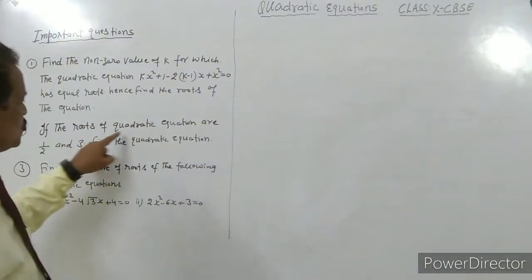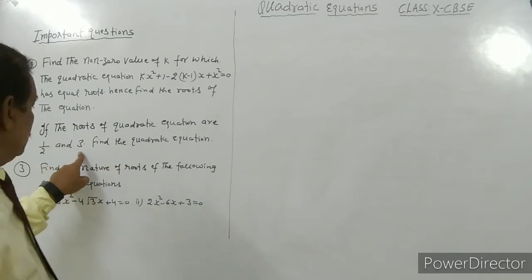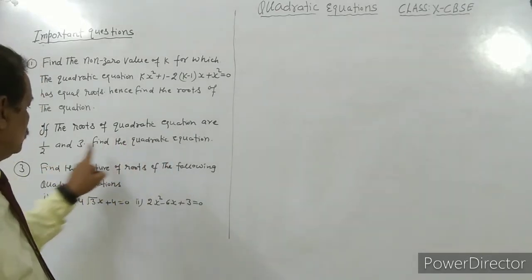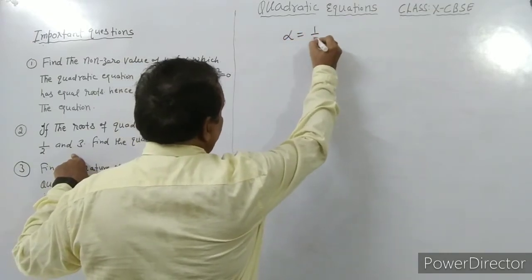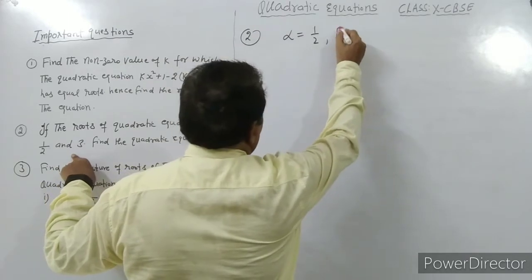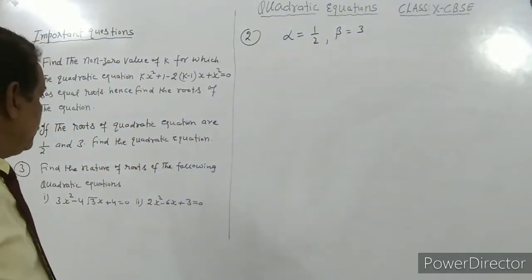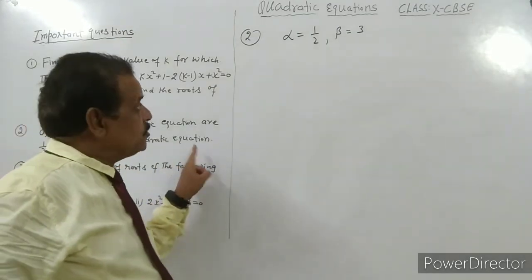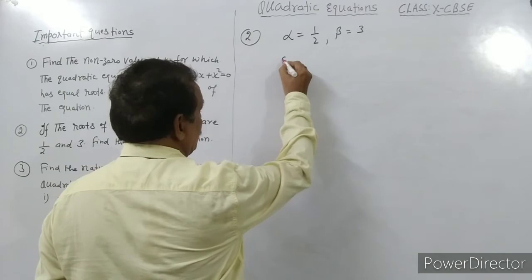If the roots of the quadratic equation are 1 upon 2 and 3, find the quadratic equation. Two roots are given: alpha, one root, is 1 upon 2, and beta, the other root, is 3. So we have to find the quadratic equation, the formation of the quadratic equation.